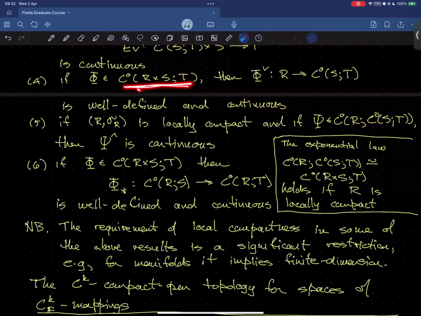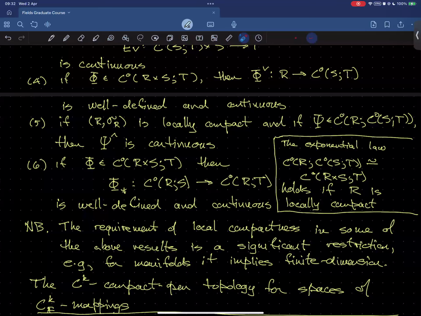Okay. Now this mapping is continuous as a mapping from here into here, when R, the domain, the one of the terms in the product is locally compact. All right, so you see this local compactness condition coming up here, and I'll have some things to say about that. Okay, and then finally we have the dagger mapping, and the dagger mapping is continuous. Okay. All right.